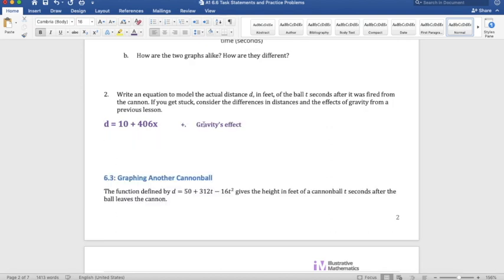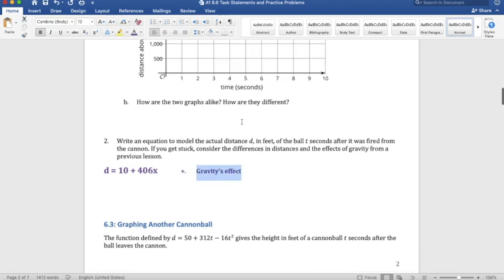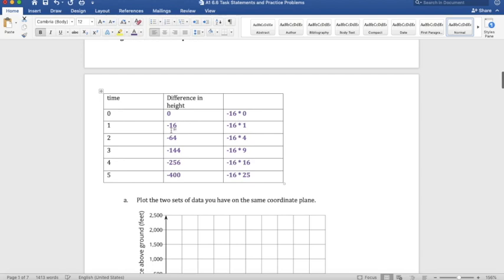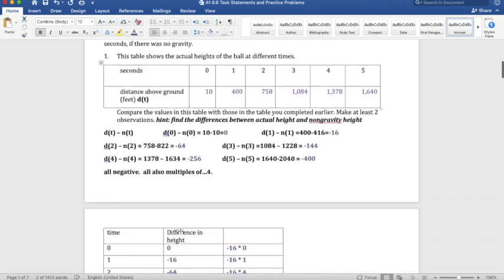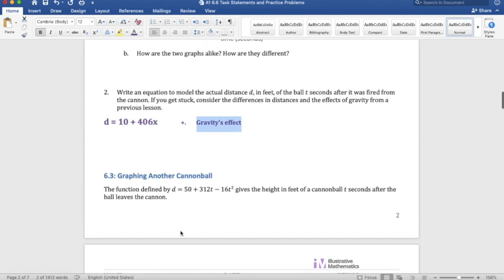Then we're going to add in the effect of gravity. So what did gravity do? Well, gravity pretty much just brought us down by negative 16 t squared, because that was the difference in their heights. If I had just added in all this stuff to my original, I would have gotten here. So now my new equation is going to be this.